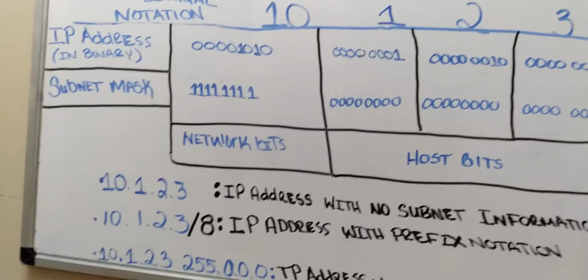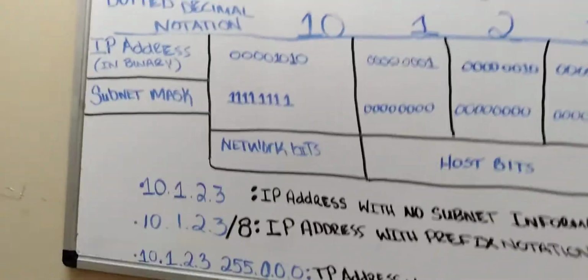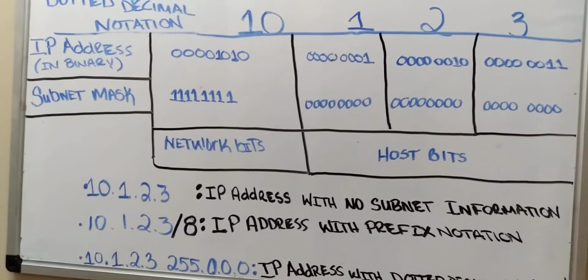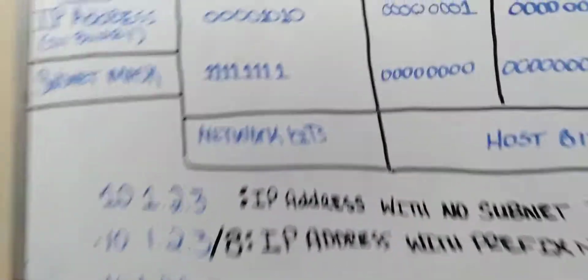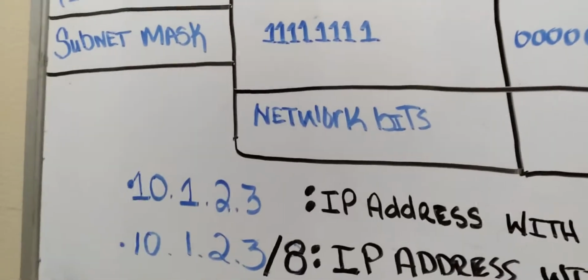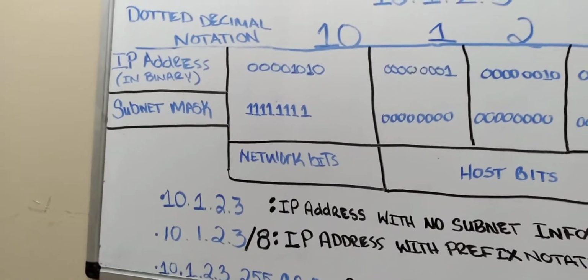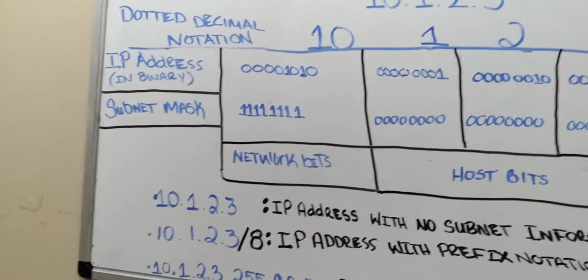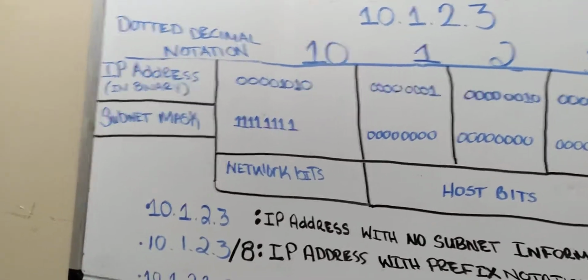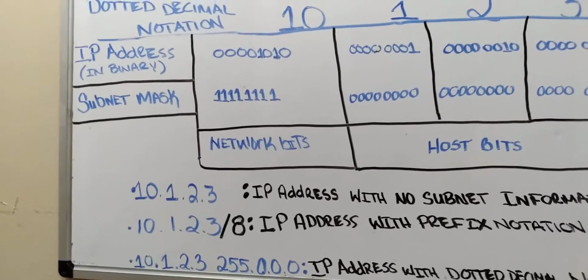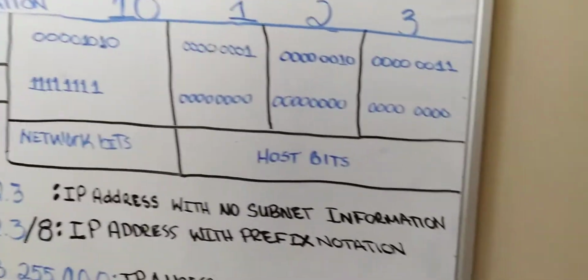Anytime we have a 1 in the subnet mask, the corresponding bit position in the IP address is a network bit position. As on the board, the subnet mask has 8 ones. This means the first 8 bits in the IP address refer to the network address, and the last 24 to the host.